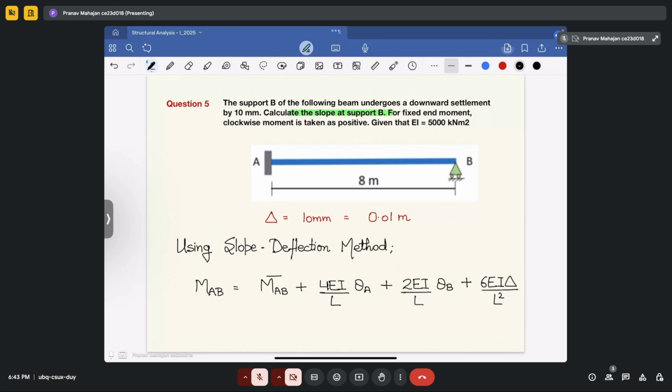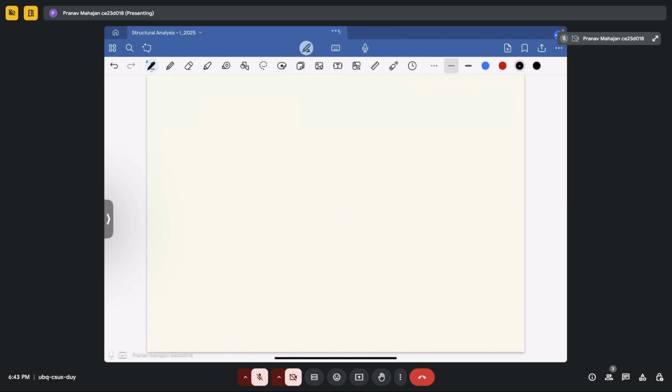So how we will utilize this? So in this case, your MAB bar is equal to 0. Why? Because there is no loading in this beam, and when there is no loading in the beam, your end moments come out to be equal to 0. Another thing here is your theta A will also be equal to 0. Why? Because of your fixed support.